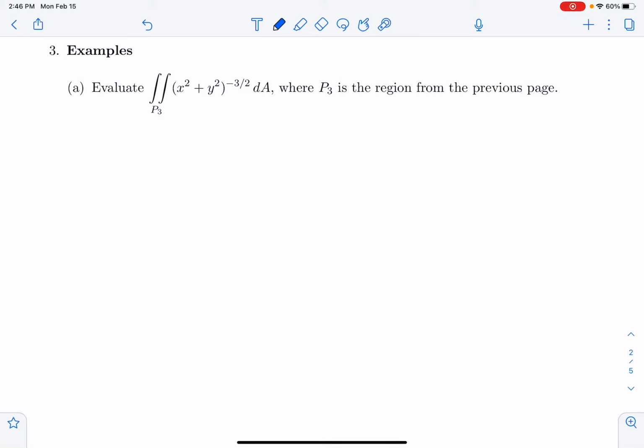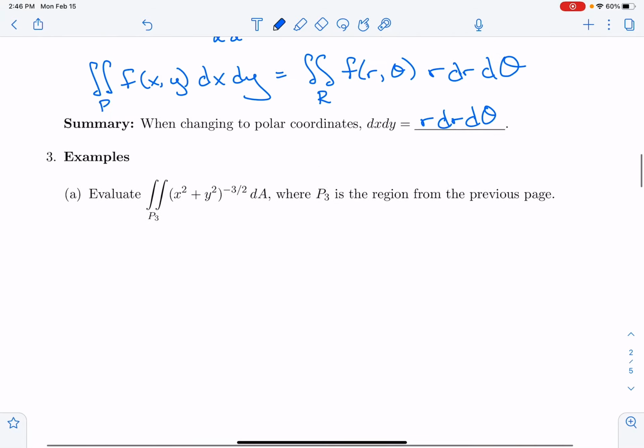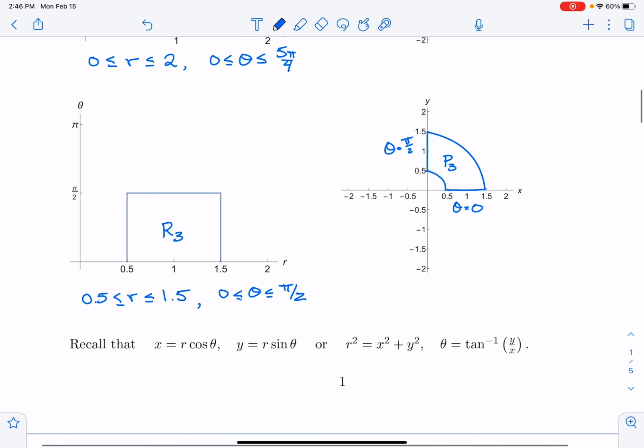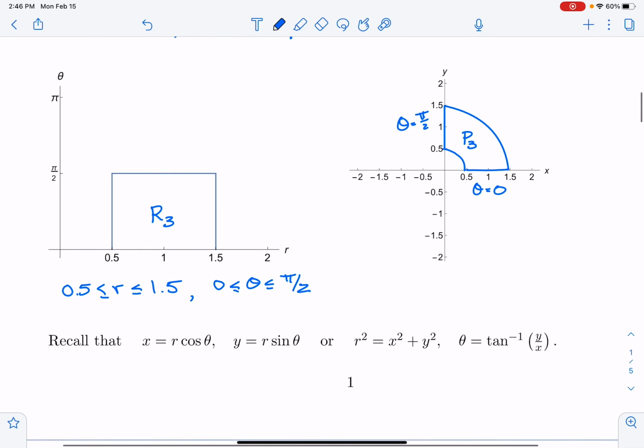Now we will consider some examples of double integrals using polar coordinates. The first example is to integrate the function x squared plus y squared to the negative 3 halves, where P3 is the polar region that we defined in the previous video. So here, we're going to look at a double integral over the region P3 on the right, and we're going to do that by converting it to a rectangular region in polar coordinates on the left.